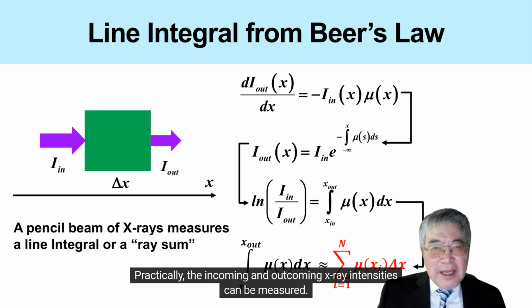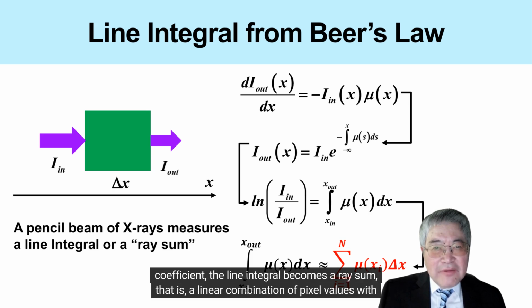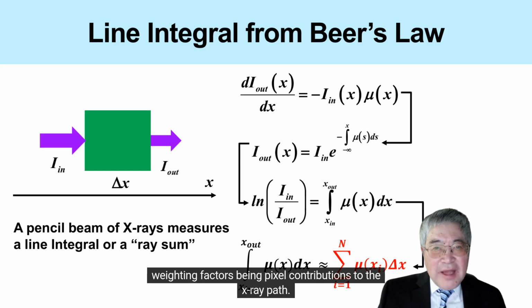Practically, the incoming and outgoing X-ray intensities can be measured. Hence, we can directly measure the line integral with an X-ray beam. After discretization and assuming that each pixel is uniform and characterized by its linear attenuation coefficient, the line integral becomes a ray sum, that is, a linear combination of pixel values with weighting factors being pixel contributions to the X-ray path.